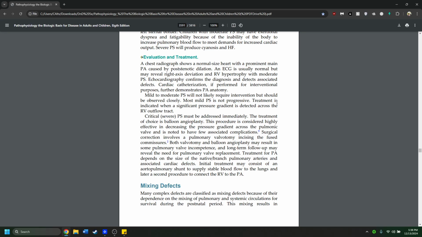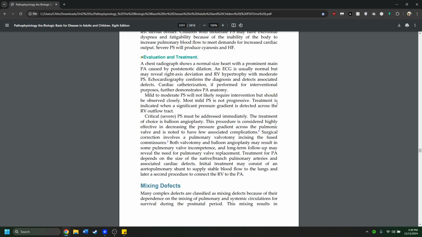The evaluation and treatment. A chest radiograph shows a normal-sized heart with a prominent main pulmonary artery, caused by post-stenotic dilation. An EKG is usually normal, but may reveal right axis deviation and right ventricular hypertrophy with moderate pulmonary stenosis. Echocardiography will confirm the diagnosis and detect associated defects. Cardiac catheterization, if performed for interventional purposes, further demonstrates pulmonary artery anatomy.